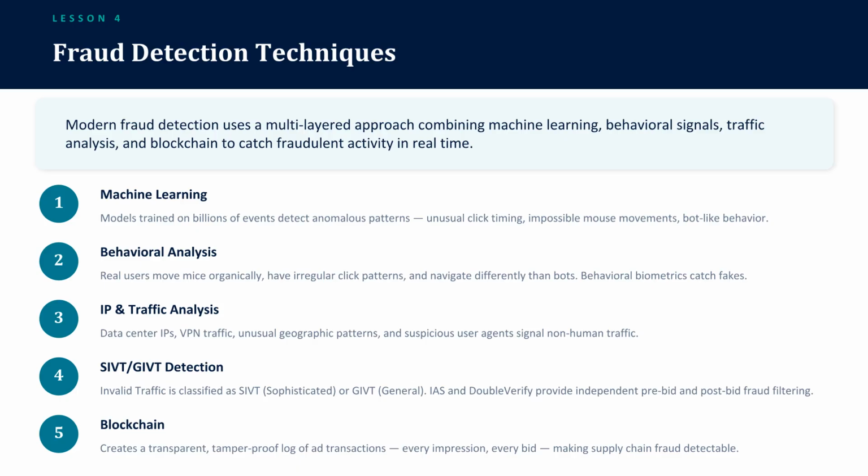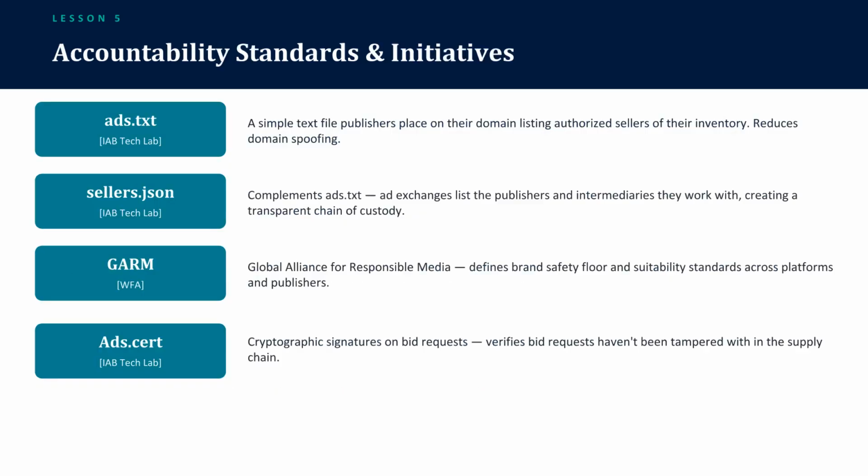Blockchain-based solutions create tamper-proof logs of ad transactions, recording every impression, every bid, every click in an immutable ledger. These standards are the industry's self-regulatory response to fraud and transparency issues. Ads.txt in particular has been widely adopted and has significantly reduced domain spoofing. Publishers who haven't adopted ads.txt are a red flag for advertisers.